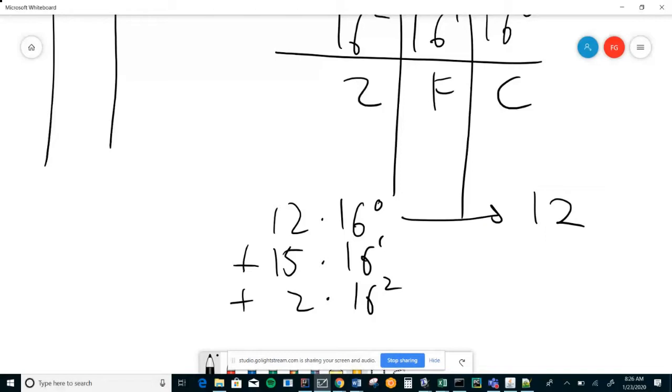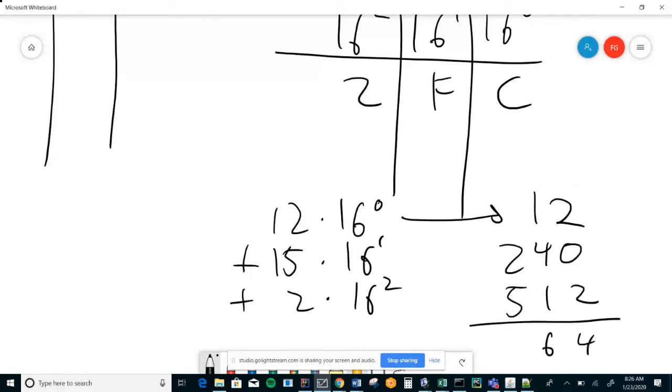15 times 16 is 240. And 2 times 16 squared is going to be 512. And so 2FC hex is 764 base 10.